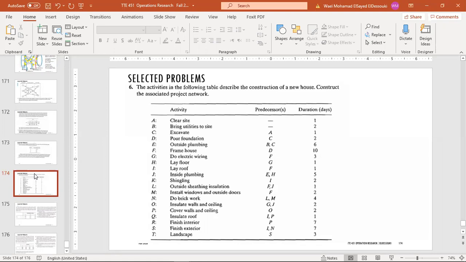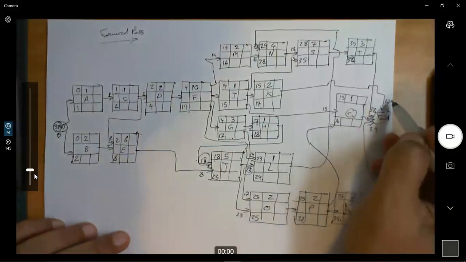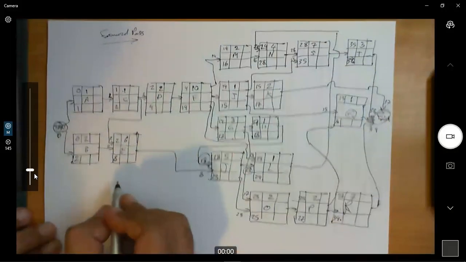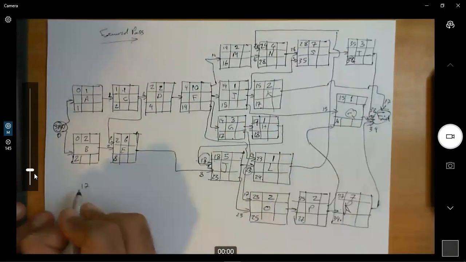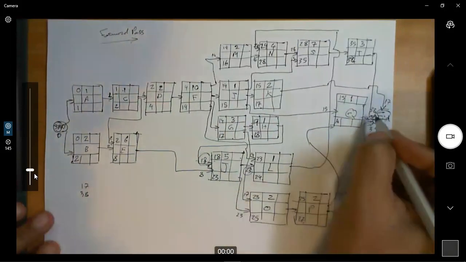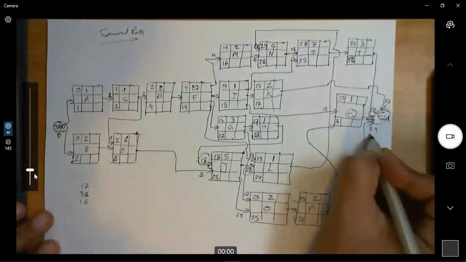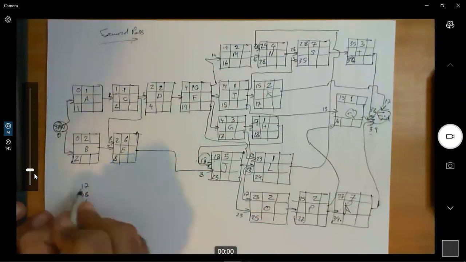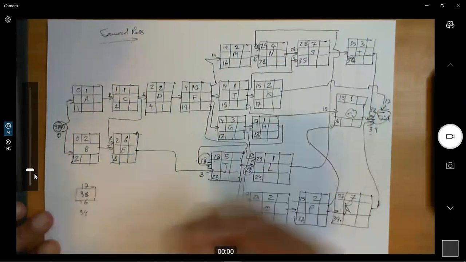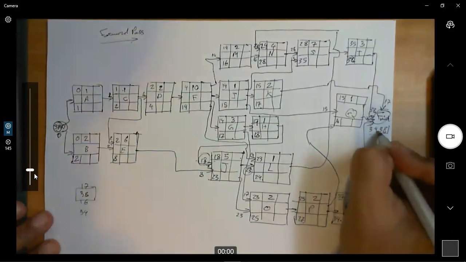As you can see, we have here how many finishing dates. The first one is 17. The second one is 38. The third one is 16. The fourth one is 34. So, of course, we take the highest value. That's the earliest this project can finish.